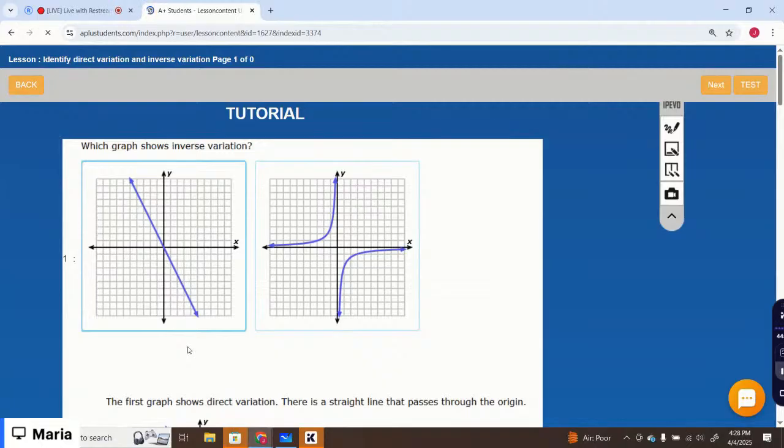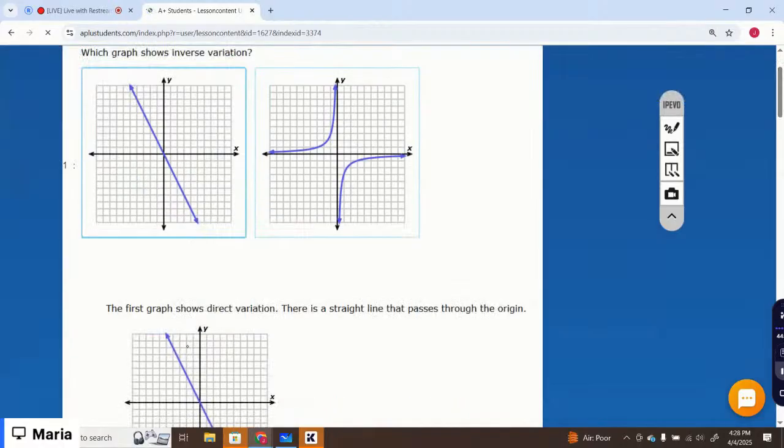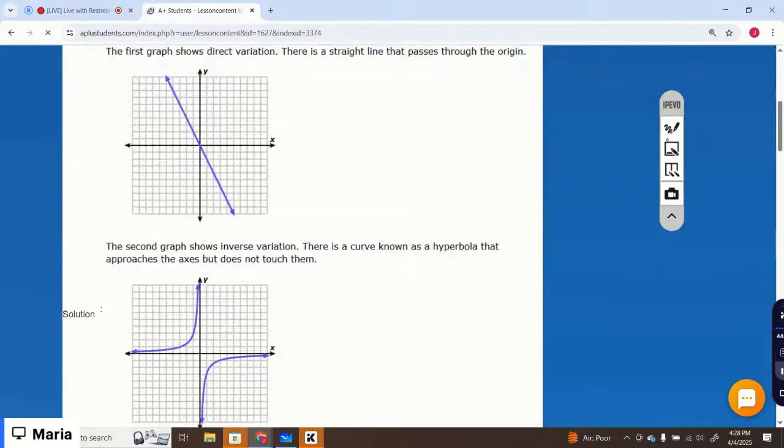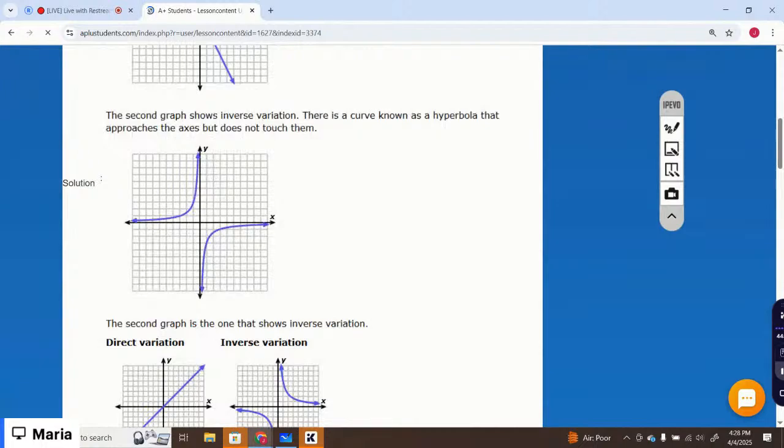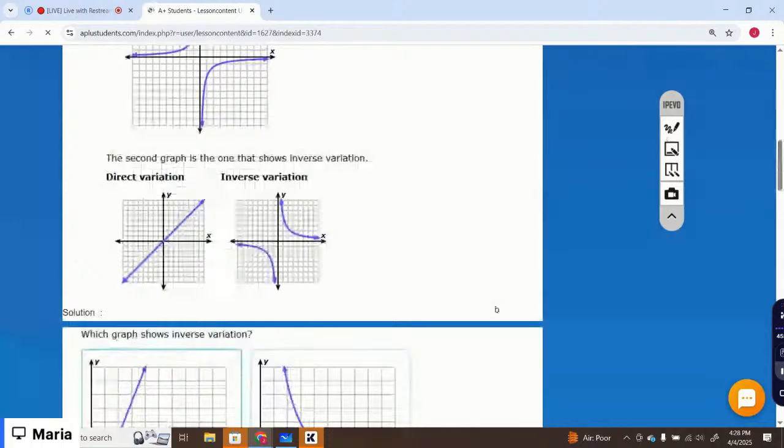So, which graph shows inverse variation? You are given two graphs. We have to see which one shows the inverse variation. The first one is a straight line that passes through the origin. So, that is the graph that shows the direct variation. The second graph shows the inverse variation. This is a graph known as a hyperbola that approaches the axis but does not touch them. So the first one is the direct variation, and the second graph is the inverse variation.